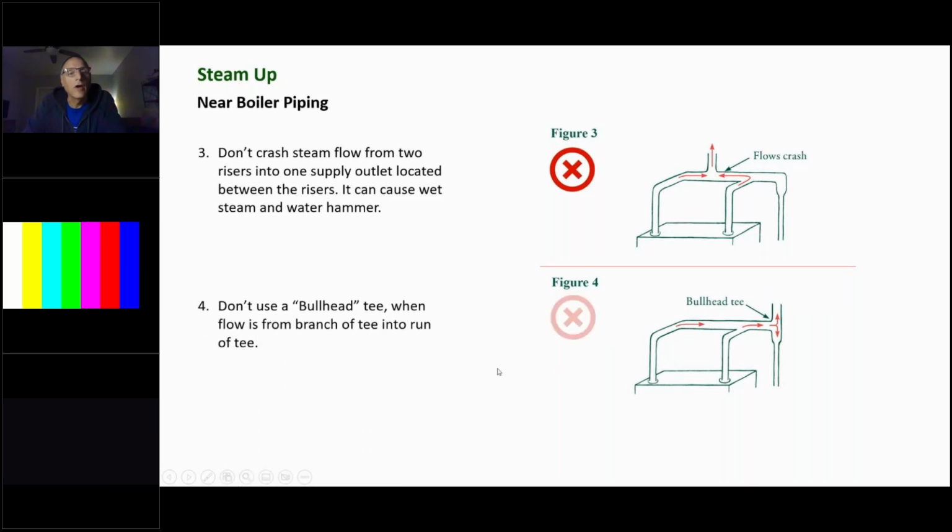So again, don't crash the steam flow because you'll get wet steam going out. And don't use a bullhead tee to connect to the system and the equalizer. Those are 2 separate takeoffs. We come out from the 2 risers, we go to our supply line header and then to the supply to the system. Then we would continue on to create the equalizer line.